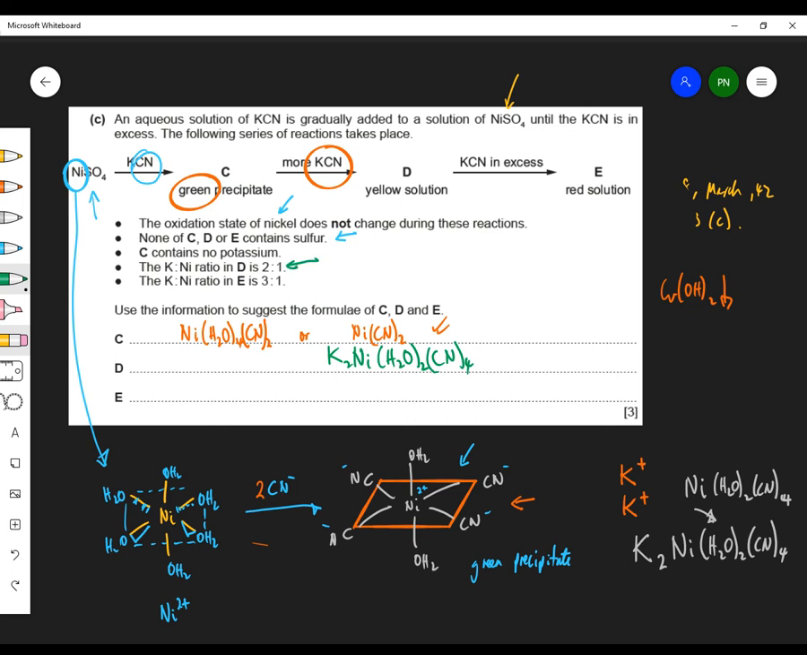All right. Now E, well, it's 3-1, so I obviously have to add one more CN, don't I? So imagine that's gone there, and we add another CN, and that makes the whole charge of this complex -3. And if that's -3, I'm going to need 3 potassiums, aren't I? So that's all it means. So it's going to be K3[Ni(H2O)(CN)5]. Okay, there you go. That's what my guess would be.